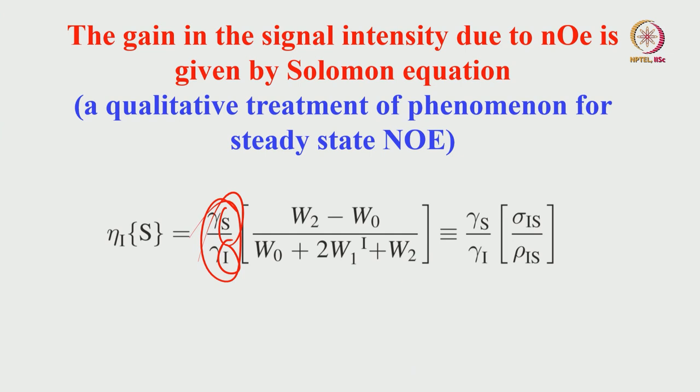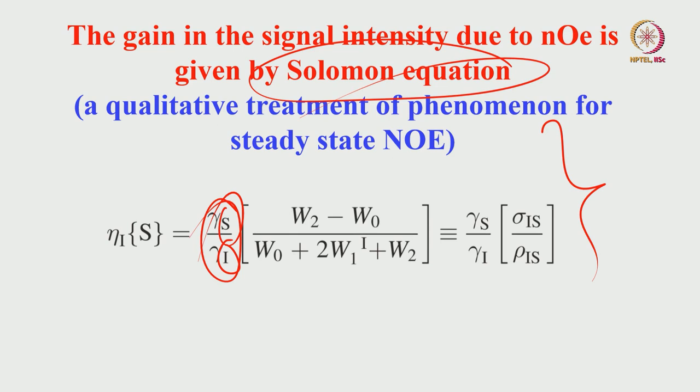The gain in the signal intensity due to NOE is given by a famous equation called the Solomon equations. It is a quantitative statement for the phenomenon of steady state NOE. It is a very big description, and it itself takes an enormous amount of time to discuss and arrive at the equations. There are two books exclusively on NOE itself, by Neuhaus and Mike Williamson. Imagine the vastness of this topic.